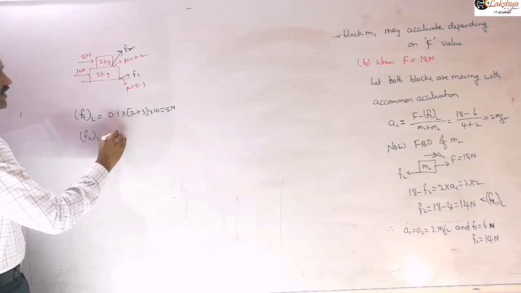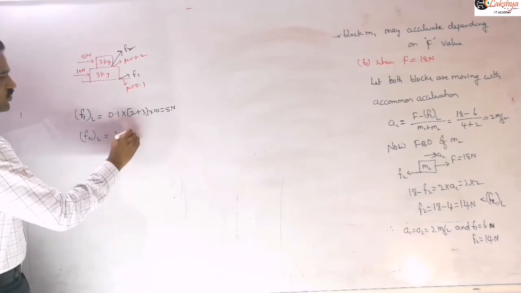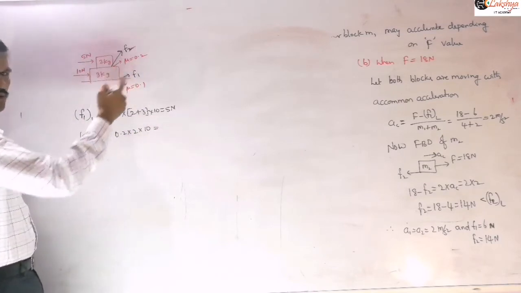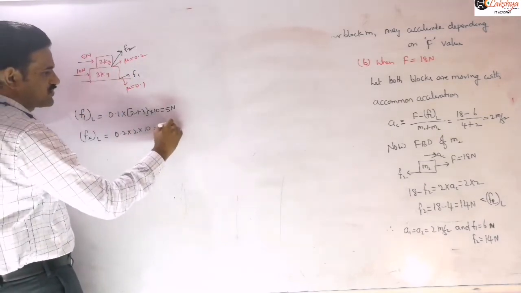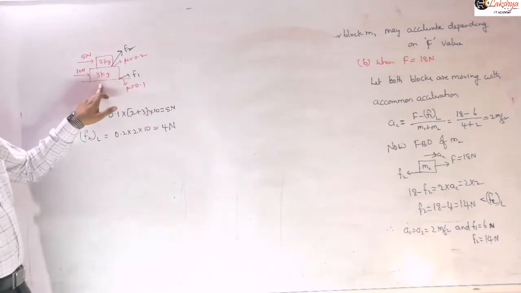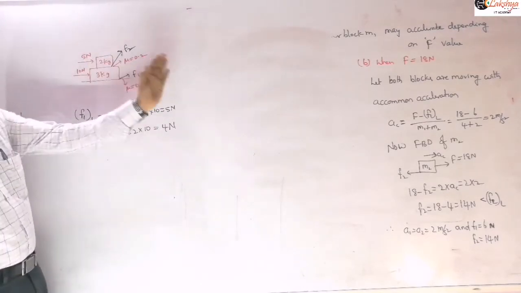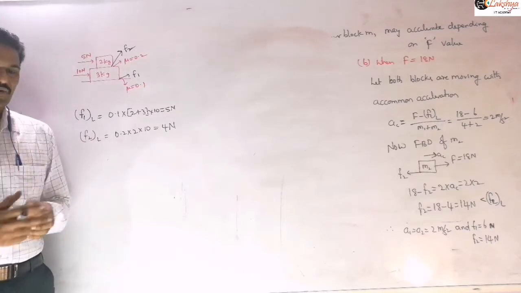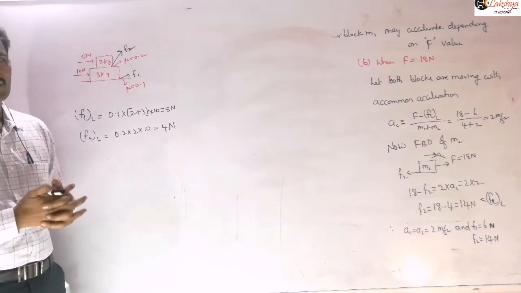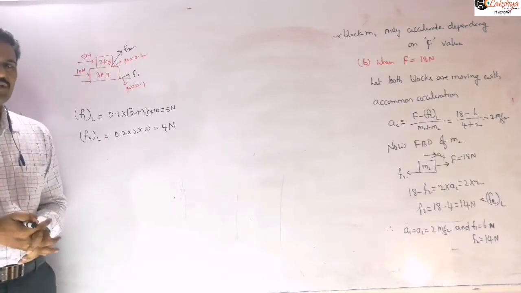This is 0.2 into 2 into 10, so mu2 into m2 into g, which is 4 newtons here. So now clearly you can say that this limiting friction here is only 5 newtons, but we are applying a force greater than that on the entire system. Now here the case is the force is applied on both the lower block and the upper block, right?